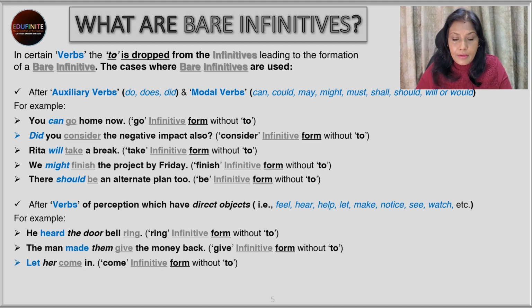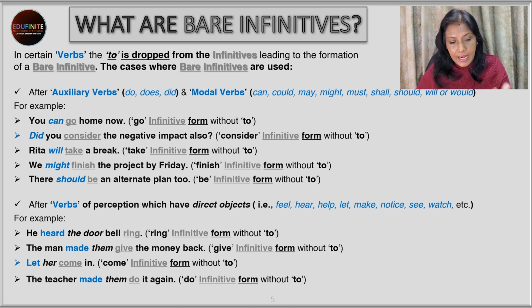Let her come in. So again, after the verb let, we are using just the bare form of the infinitive. We are dropping the to and using just come. Let her come in. Next, the teacher made them do it again. Again, made. So, what have we done? We have dropped the to and used it as a bare infinitive.